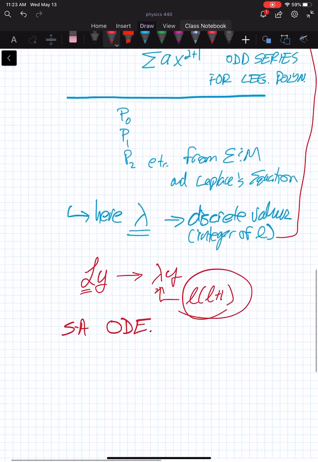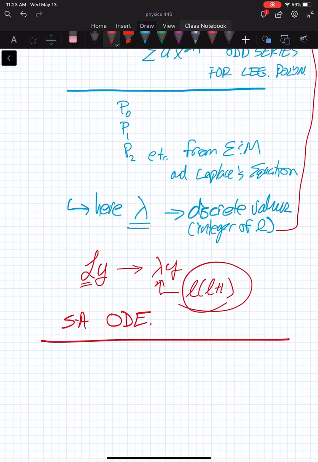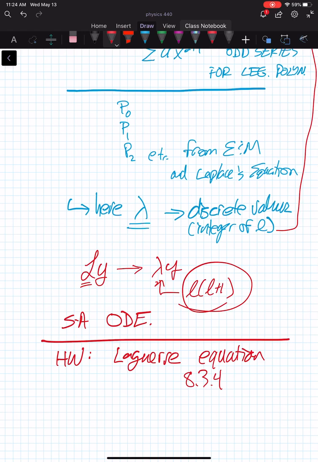So for your homework, you have, I believe, the Legendre equation, and that's 8.3.4, and I want you to follow the similar analysis. You can either use this general method or you can use the method that we used in class in order to identify the indicial equation, step 1.